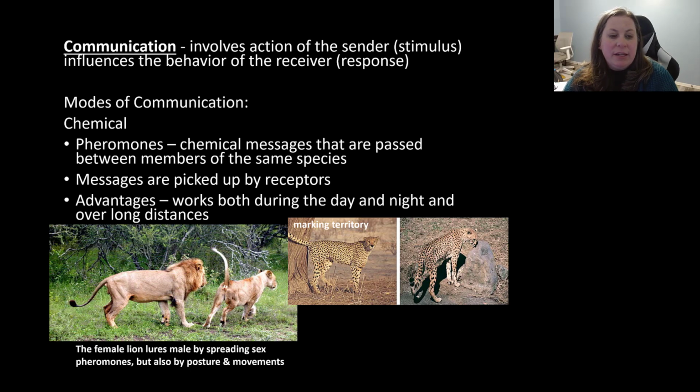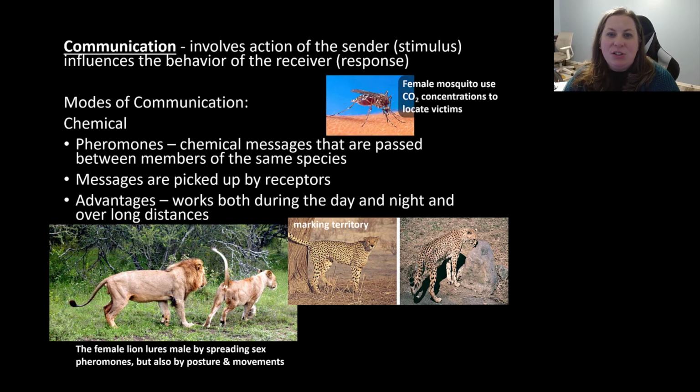Another example here is when the female lion lures the male lion by spreading their sex pheromones. But also they'll do posturing and movements to show that they are ready to mate as well. So when they posture and have these movements, that's where you actually see more of a visual type of communication.